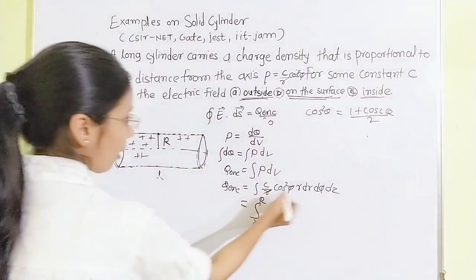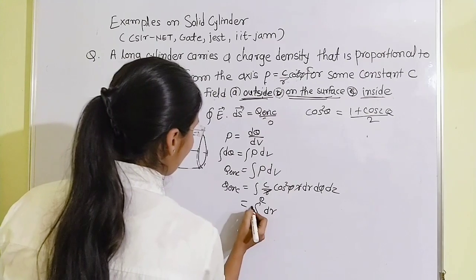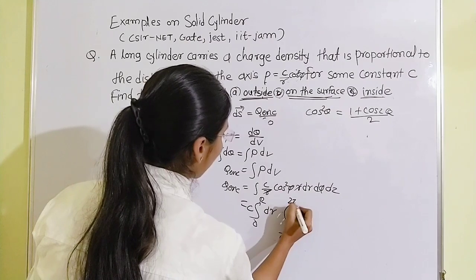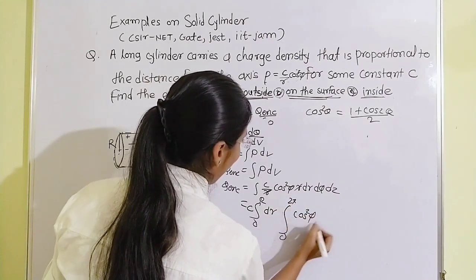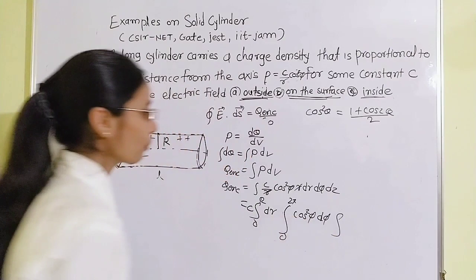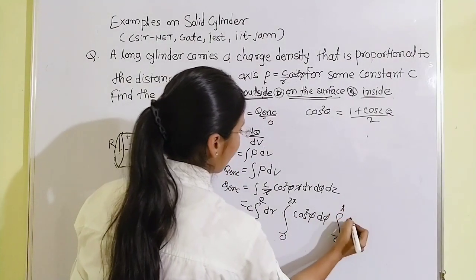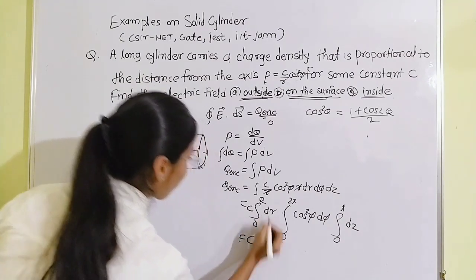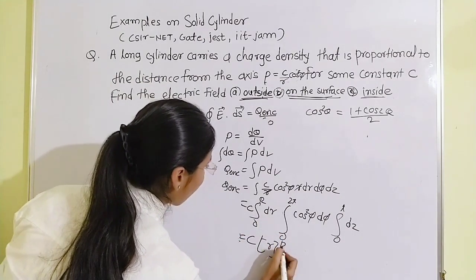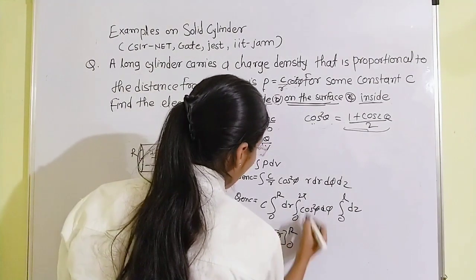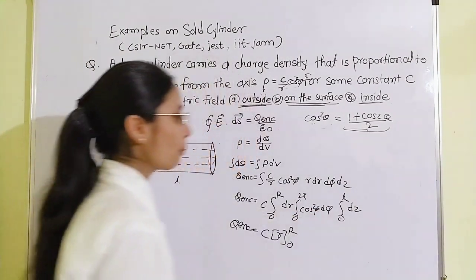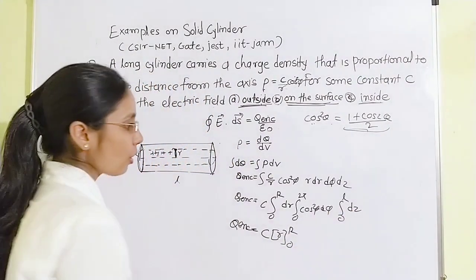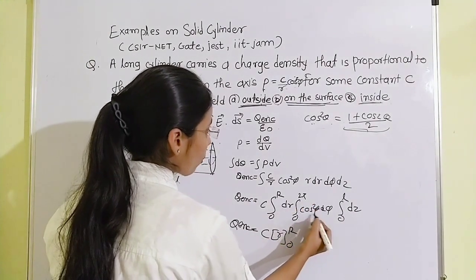So here this r gets cancelled, this is dr, c we take outside. Integration 0 to 2 pi cos square phi d phi, and integration 0 to L dz. So this is c into, this is r, so 0 to R. So here the integral 0 to 2 pi cos square phi d phi and the integral 0 to L dz.